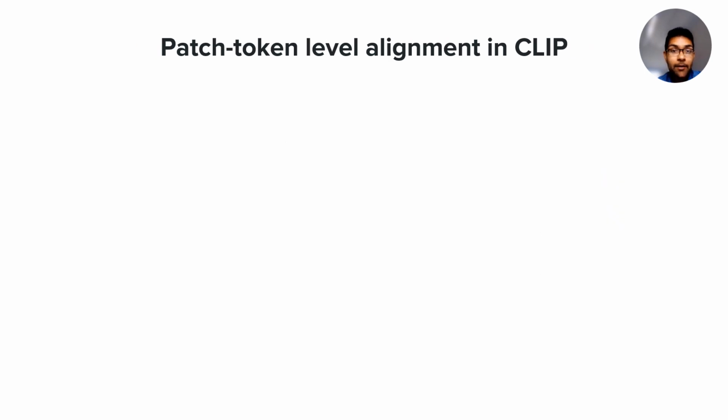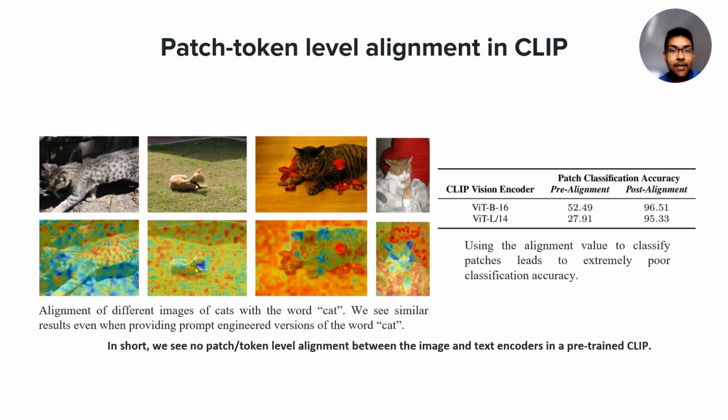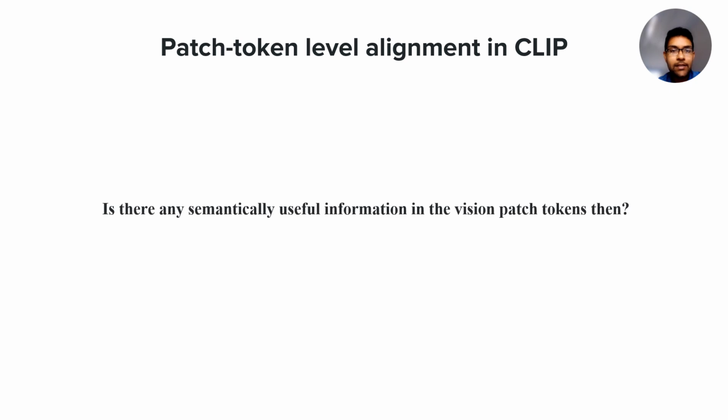On carrying out this experiment, we find that patch-level alignments between image and text in general don't exist. This is evident from the low pre-alignment patch classification accuracy in this table. Indeed, there is nothing in the CLIP loss that would encourage such a patch-level alignment to form. The next question is then if we can use these patch tokens for any purpose to solve our problem.